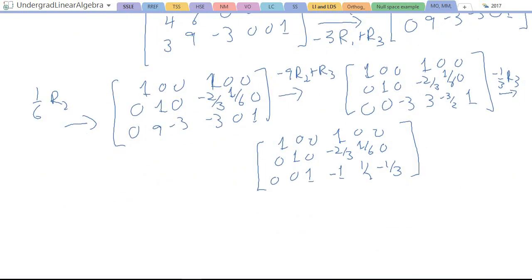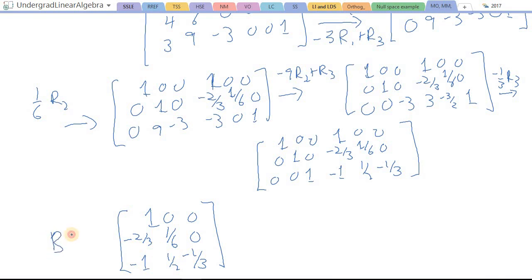Notice something here. I've got 1, 0, 0. And then I've got 1 over 6 and minus 1 over 3 on the diagonal. It's still lower triangular, like the original matrix was lower triangular. Here I have minus 2 over 3. Here I have minus 1. And I believe this is a 1/2. All right, now this is what I would call B.